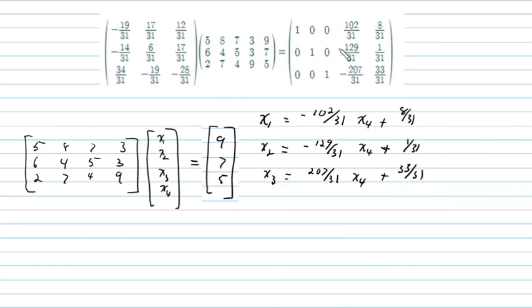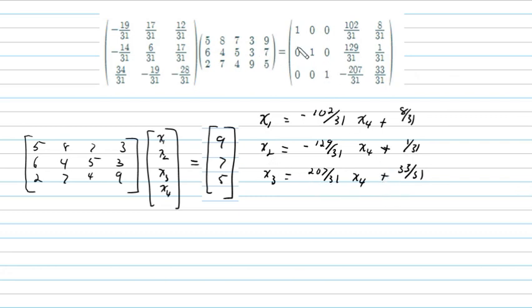So you can see that here from the solution, right? So remember these columns correspond with the variables, so x1, x2, x3, x4. So x1 plus 102 over 31 x4 is equal to 8 over 31. So with very simple algebra, we get x1 is equal to this, we get x2 is equal to this, and x3 is equal to this.